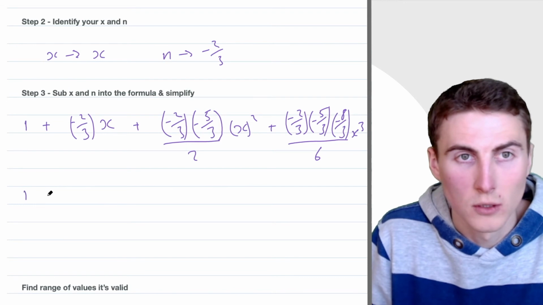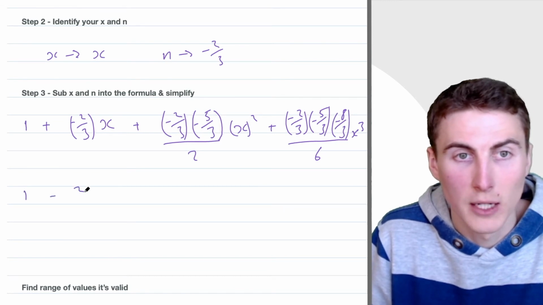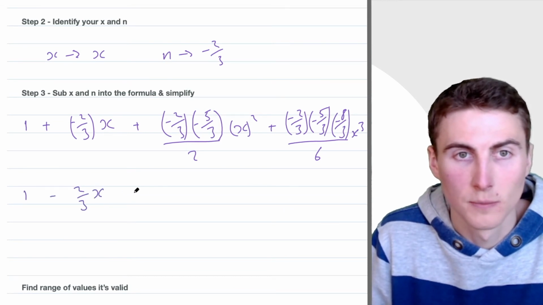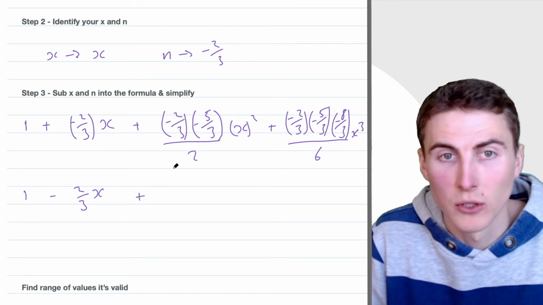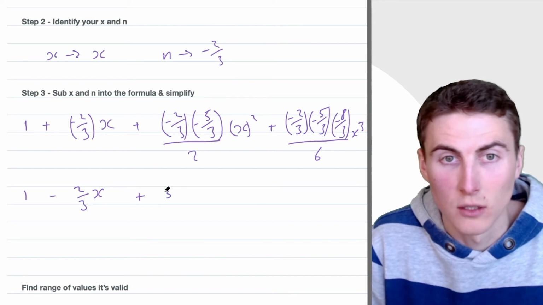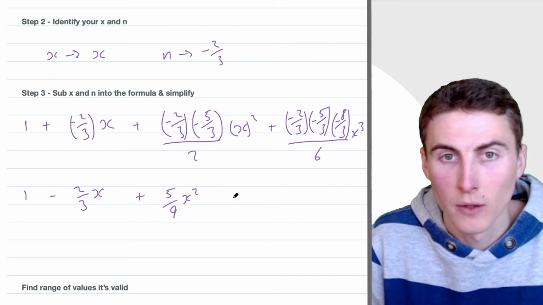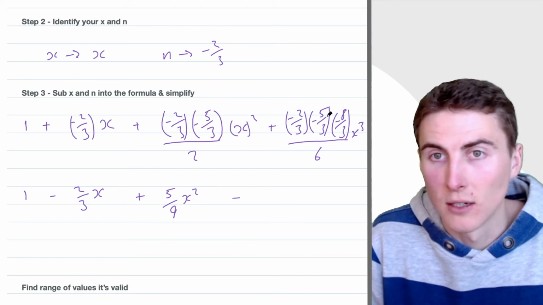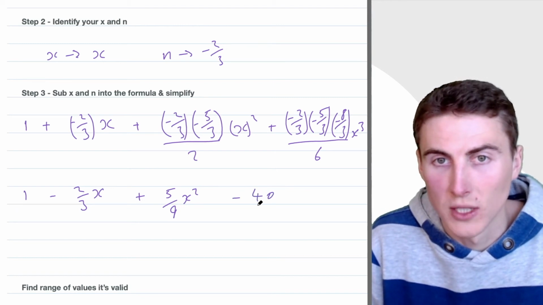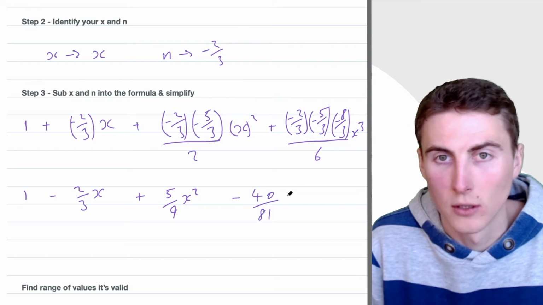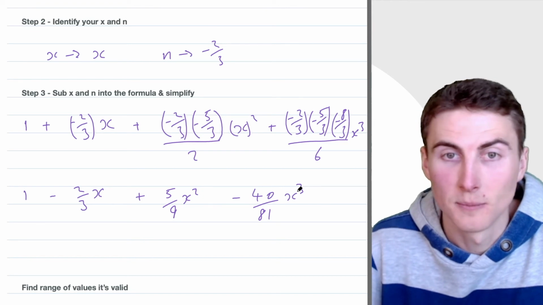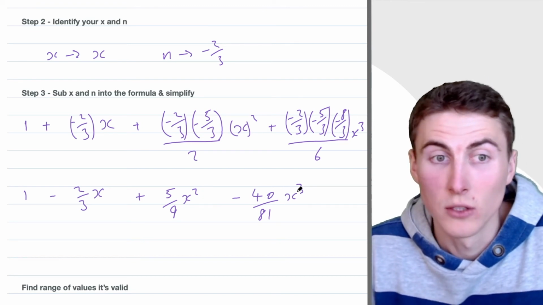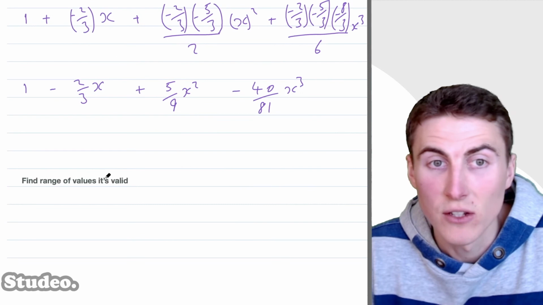So here we have a 1. Then we have minus 2/3 of x. This one I'd probably just put into a calculator if I were you, but it's going to end up giving us 5/9 of x squared. This one again, I'd put in the calculator, but it ends up giving us 40/81 x cubed. And that's it. We've expanded it.